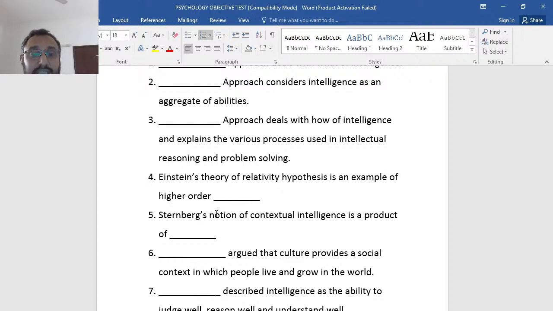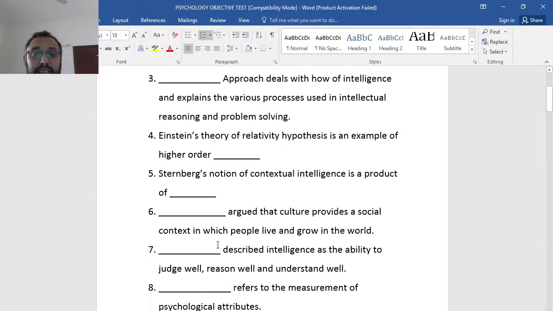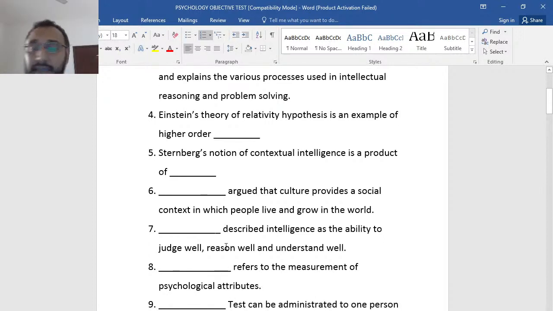The seventh one, you see, Dash described intelligence as the ability to judge well, reason well, understand well. It is the definition of intelligence from Alfred Binet. Binet defined intelligence as the ability to judge well, reason well, and understand well. It is a definition from the side of Alfred Binet.